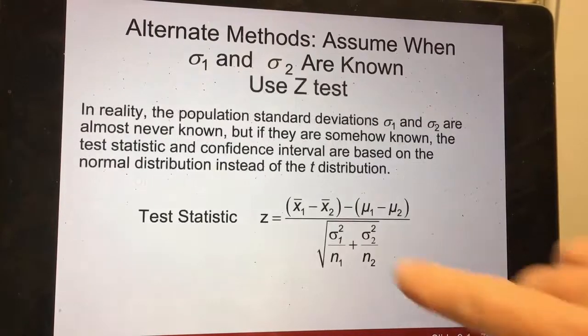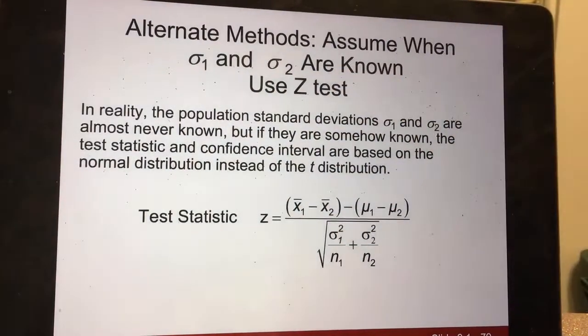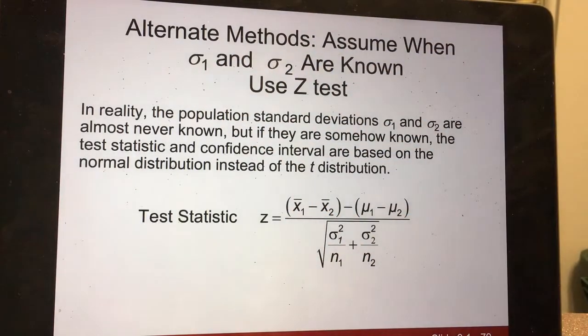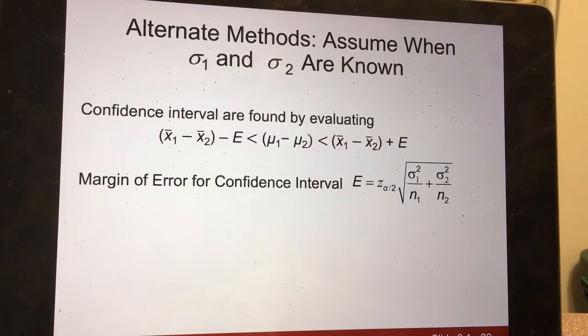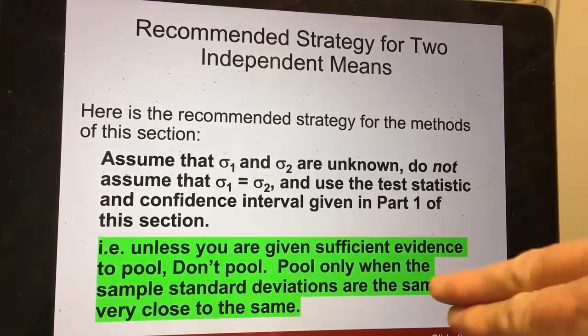So basically, this is when your sigma 1 and sigma 2 are known. We're going to do that a little bit later on in the PowerPoint. When the sigmas are known, you can use a z-test. And so you will just do it on your calculator. You will do the confidence interval on your calculator. Not a biggie.